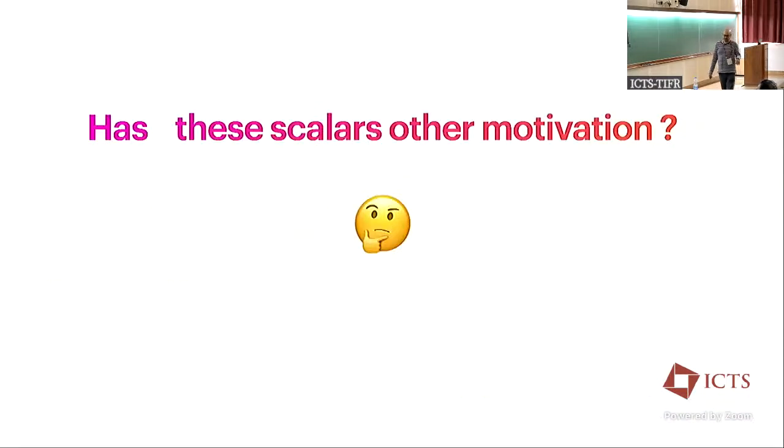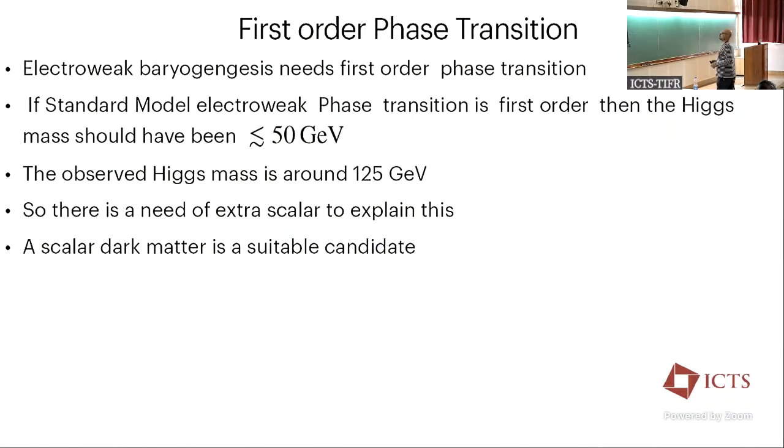Now let's come to the other motivation, which is the first order phase transition motivation. Electroweak baryogenesis is one of the main motivations that people are talking about these days, which requires a first order phase transition. And if it is a first order phase transition, then the Higgs mass, if it is standard model, should be very low. The crude calculation would give you around 50 to 70 GeV, and we observe the Higgs mass at 125 GeV. So they also need some scalar extension that can simply give you a first order phase transition.